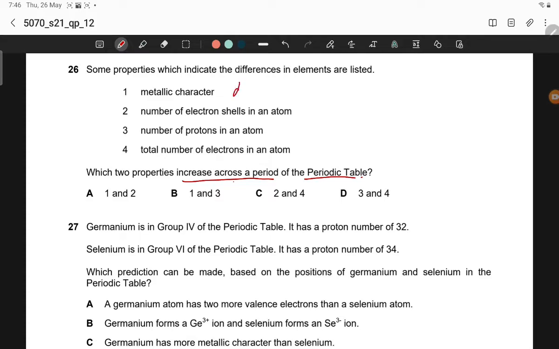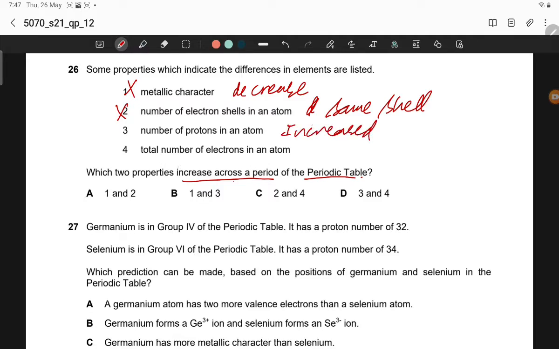Metallic character decreases, so that is not correct. The number of electron shells in an atom is the same shell in the period, so this is also incorrect. The number of protons increases, and the total number of electrons in an atom increases. So statements 3 and 4 are correct, so it is D.